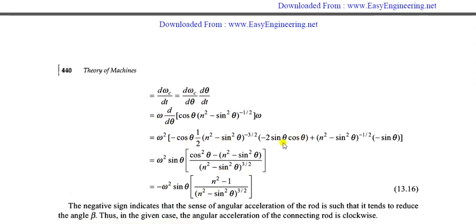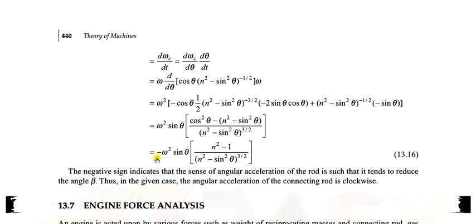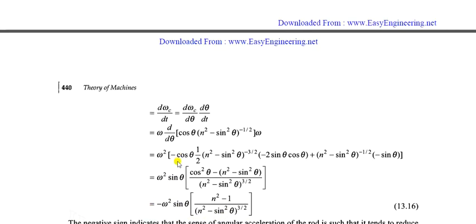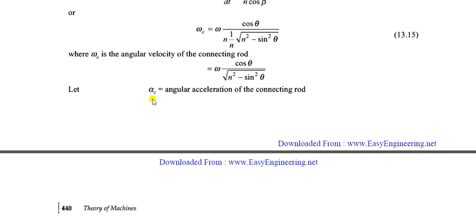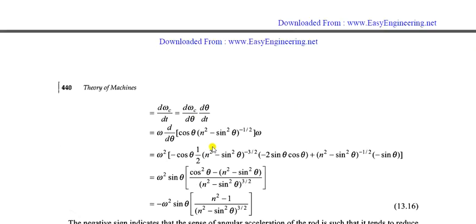Please go through it, remember your 11th and 12th class concepts and do it. It's not very difficult, you can easily do it. So finally we are getting omega square sin theta cos square theta minus n square minus sin square theta, divided by n square minus sin square theta to the power 3 by 2. This expression is giving you the angular acceleration of the connecting rod.